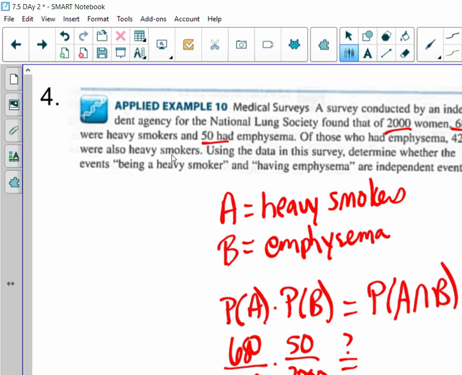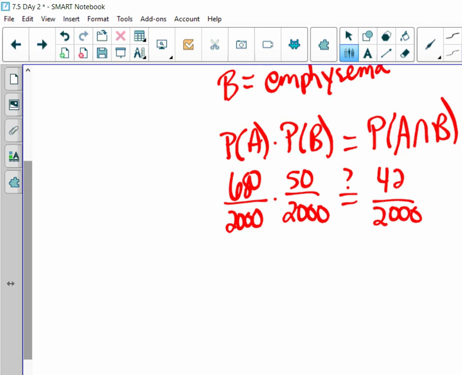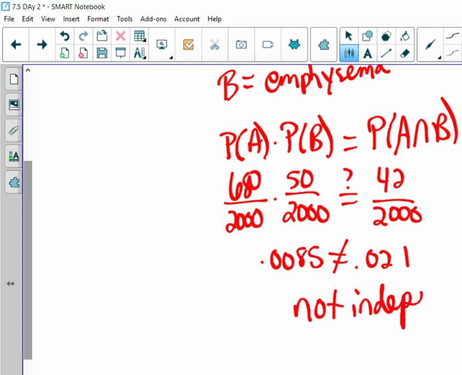Is that the intersection? How many had both? Of those who had emphysema, 42 were also heavy smokers. So the intersection would be 42 out of 2,000. This is kind of like a proof almost, even though we're not really writing stuff down here. If you do this side, you get 0.0085, and that does not equal 0.021. So this means that they are not independent of each other, which I think we could deduce just by thinking that you could be a heavy smoker and have emphysema. That's what makes it not independent, okay?